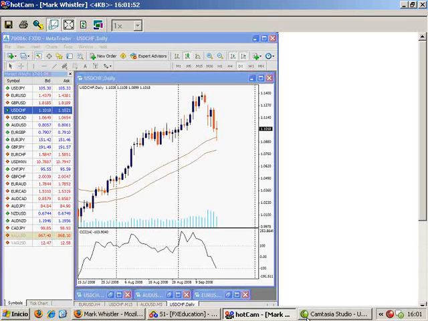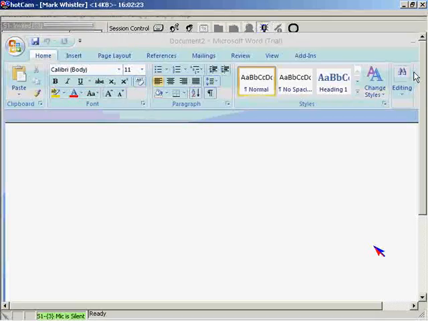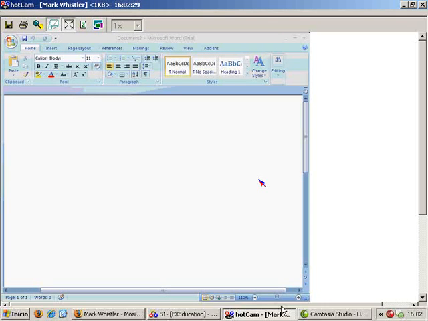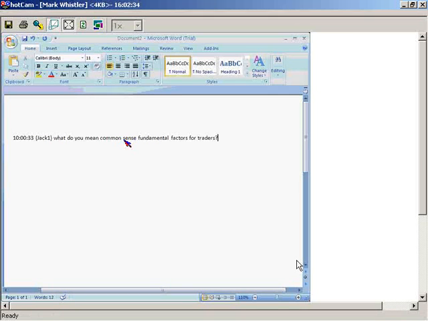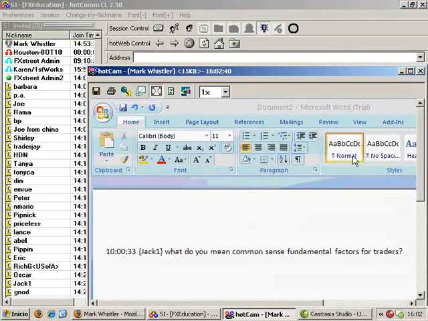Common sense fundamental factors for traders. And Jack, we're going to go into that. In fact, I'm just going to highlight your question here, and I guess I can't select the text. I can. Okay, here's what we're going to do. Everybody has a question, just type your question in, and we're going to put your questions in queue. And then we're going to take your question.